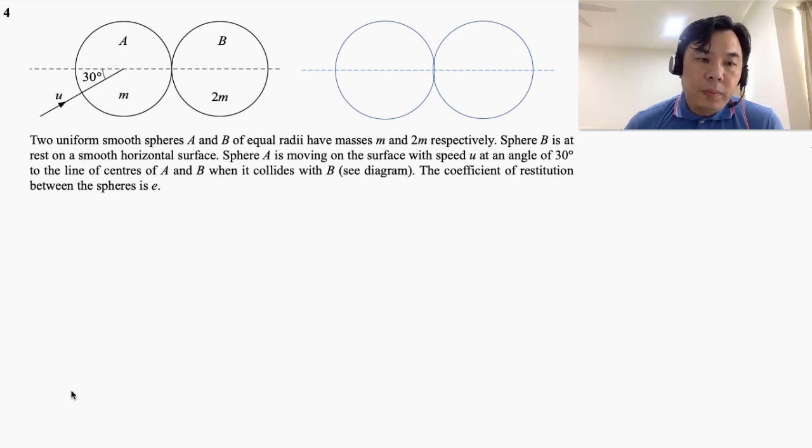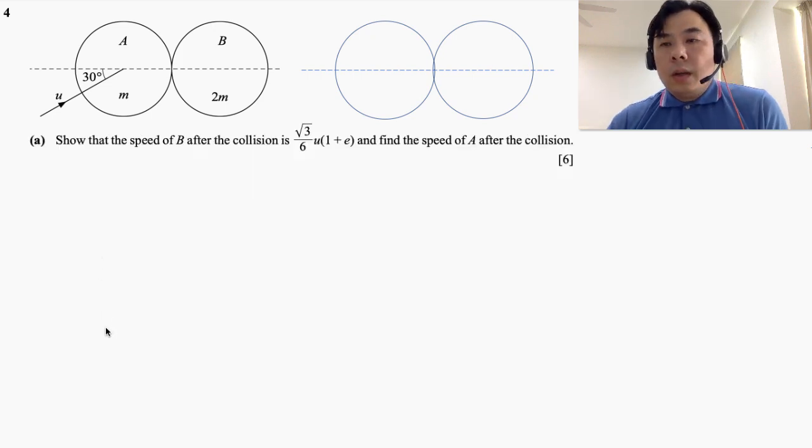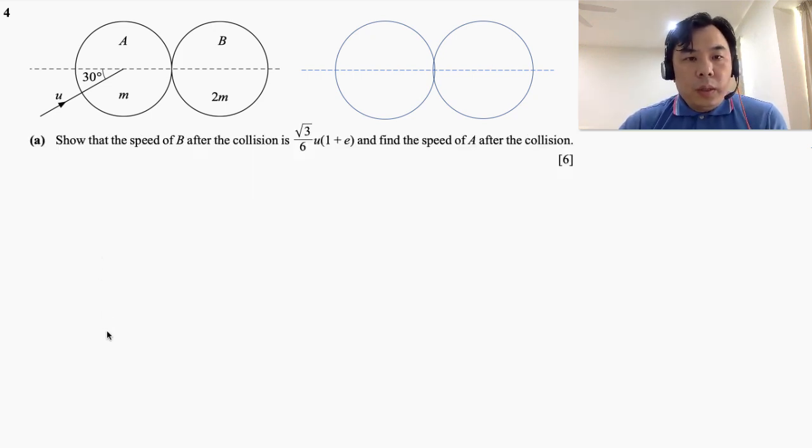Okay, hold on. Let me get this. All right, now the first question. Show that the speed of B after the collision is given by root 3 over 6 u (1 plus e), and find the speed of A after the collision here. All right, so in this case, I have already drawn another diagram to represent the condition after the collision.